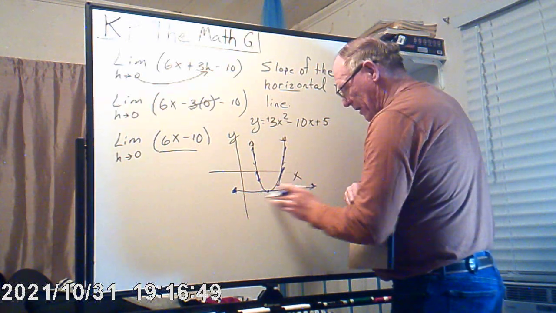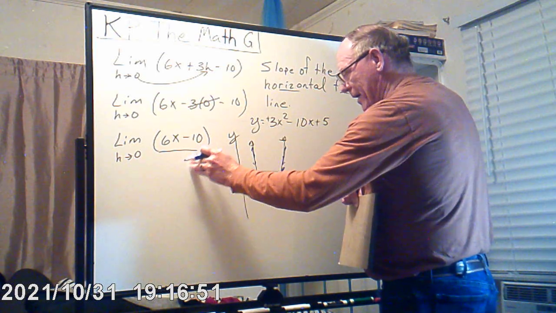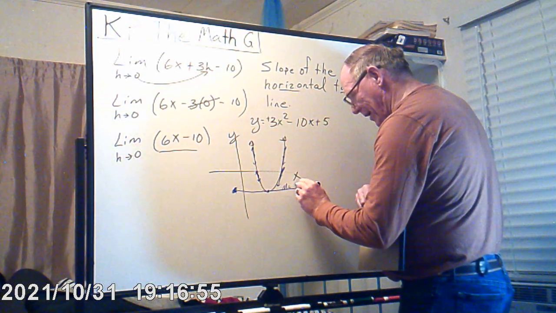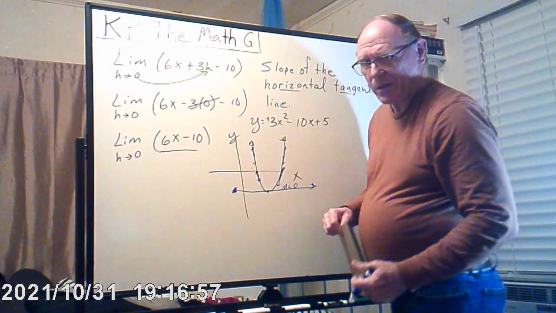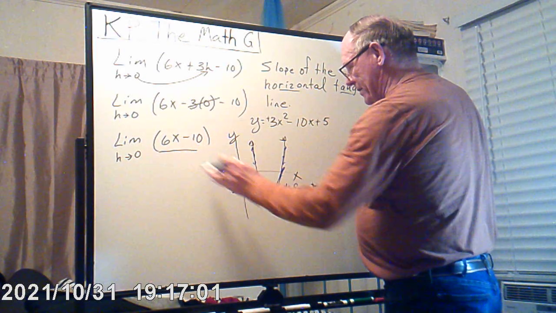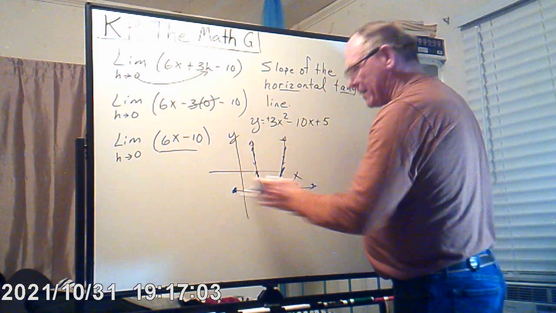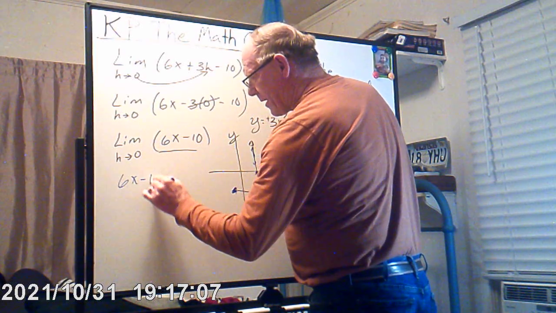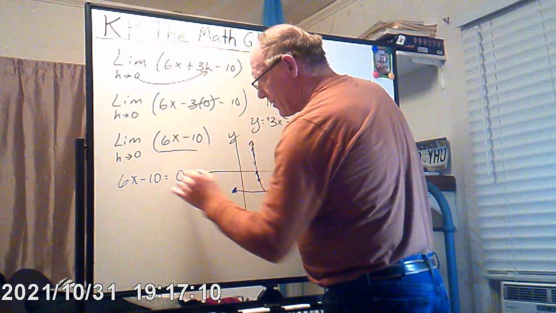So the slope is already right here. So this m of any horizontal line is always 0. The slope is always 0. So since this is the slope of this tangent line, and this is a tangent line, by the way, then what we want here is we want 6x minus 10 to be equal to 0, don't we?